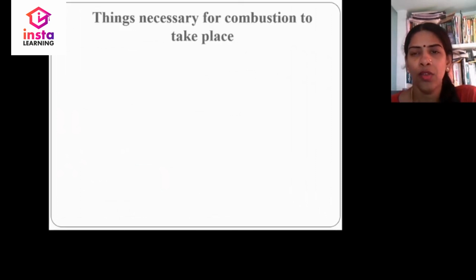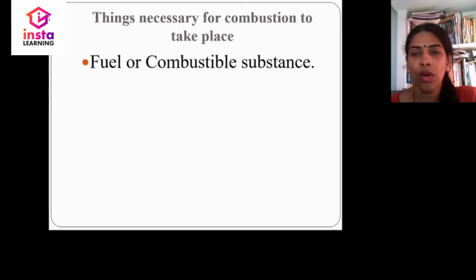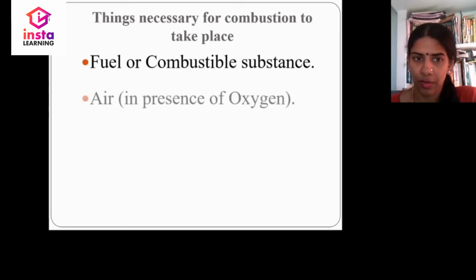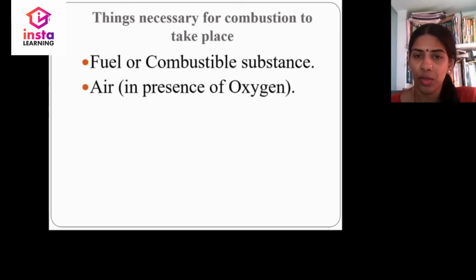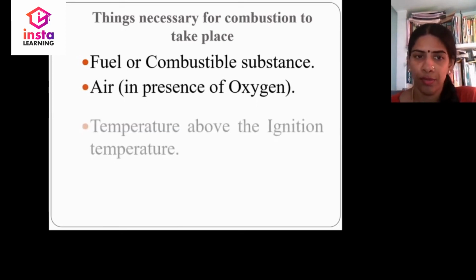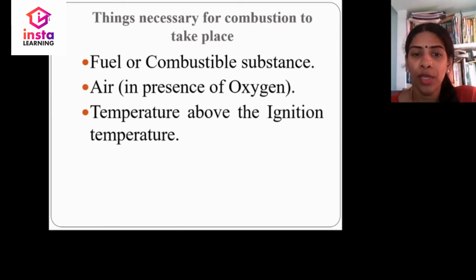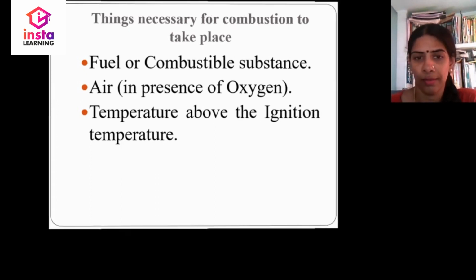Things necessary for combustion to take place. Fuel or combustible substance. Air, that is, the presence of oxygen. Temperature above ignition temperature. That is, we can say these are the conditions required for combustion to take place. We need a good fuel. We need air. We need a temperature above the ignition temperature.